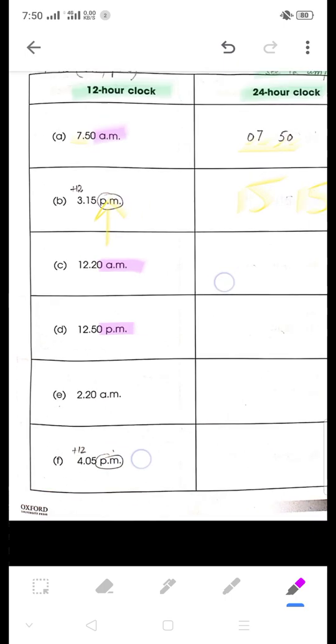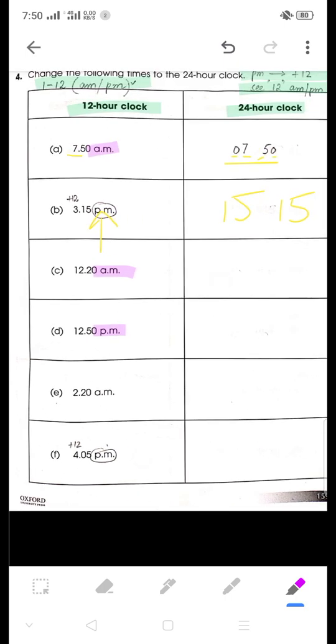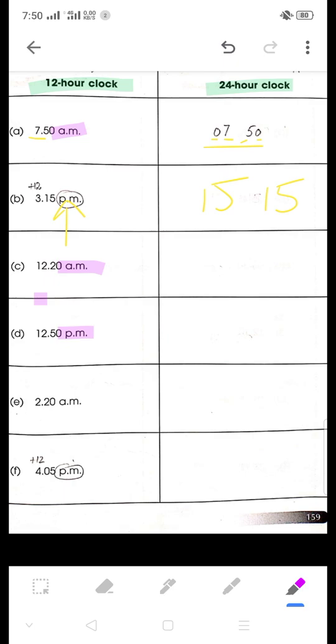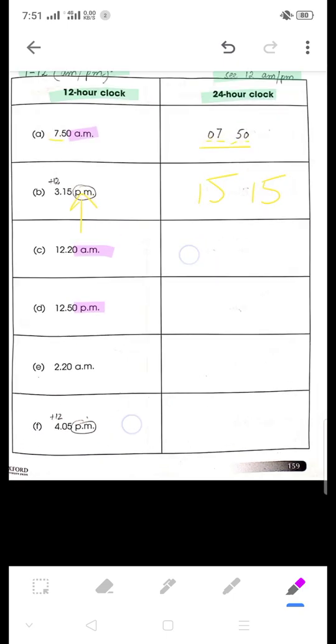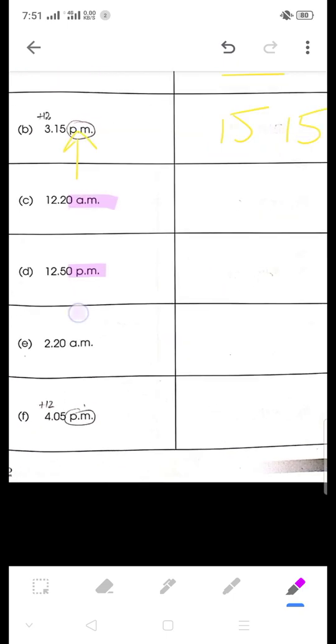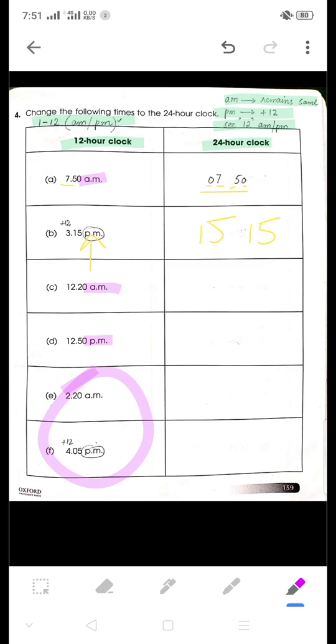Yes. So when the time is 12 AM, see, AM, and here the time is PM. When the time in 12-hour clock system is AM, the day has just started. You will write 00 20. The time in 24-hour clock system will be 00:20. You will write 2 zeros. But here it is PM. It is the time for noon. So what you are going to do, the 12 will remain 12, 12:50, and you can do the rest of these parts yourself. Okay, moving to the next page.